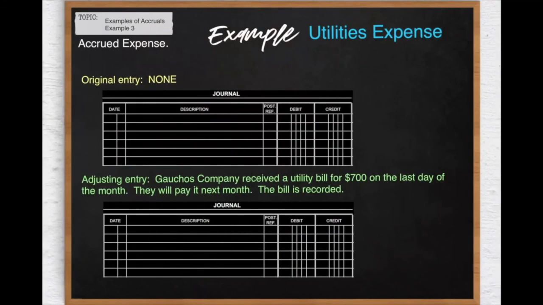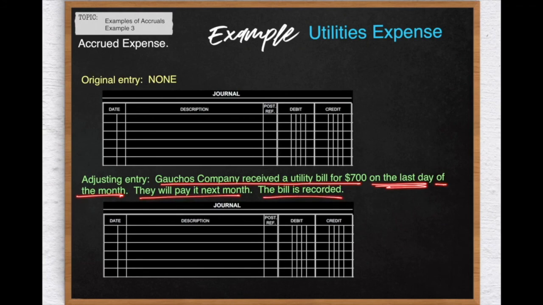Let's go to our next example, and the next example deals with utilities expense. Utilities is things like electricity and things of that nature that a business needs to pay for in the course of its operations. Does it require an original entry, or was there an original entry recorded? None. There is no original entry. That's why it's an accrual, because you're not adjusting an amount that's already there. In fact, the company was using up the utilities throughout the month, and that's why we have to record this adjusting entry.